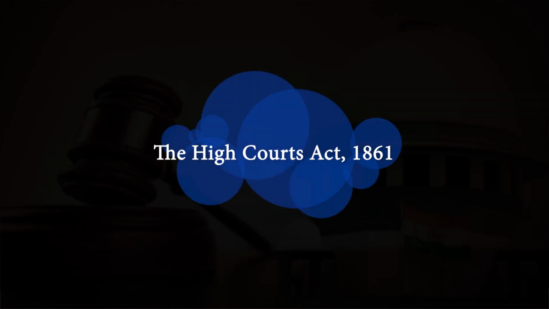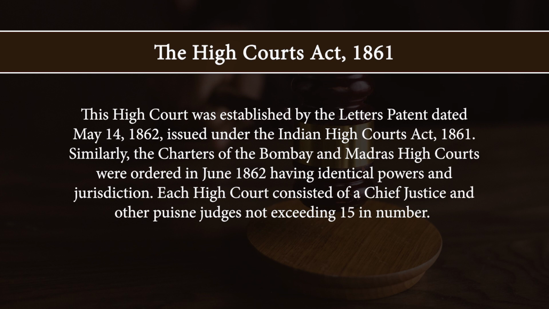Accordingly, the first High Court in British India was the High Court of Judicature at Fort William, also known as the High Court of Calcutta. This High Court was established by the letters patent dated 14th of May 1862, issued under the Indian High Courts Act 1861. Similarly, the charters of the Bombay and Madras High Courts were ordered in June 1862, having identical powers and jurisdiction. Each High Court consisted of a Chief Justice and other puisne judges not exceeding 15 in number.